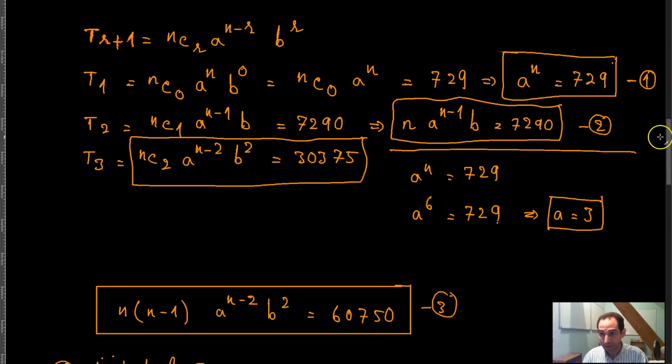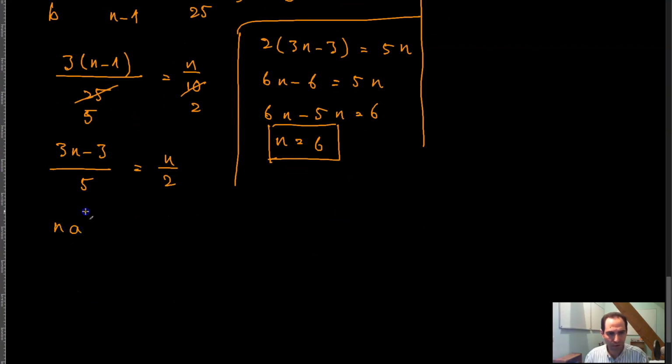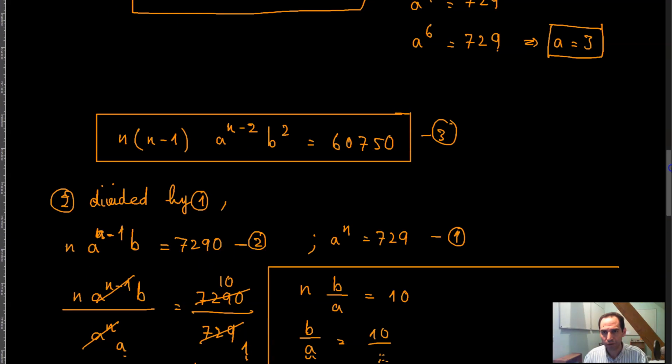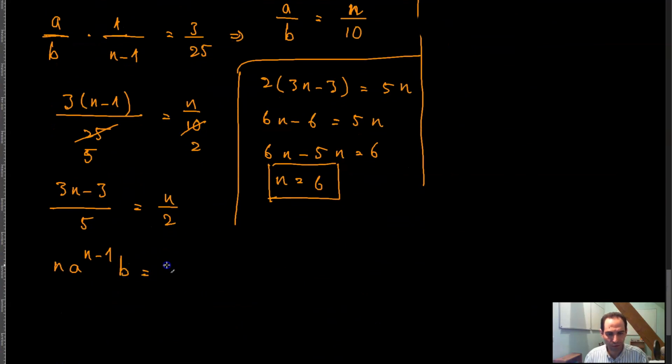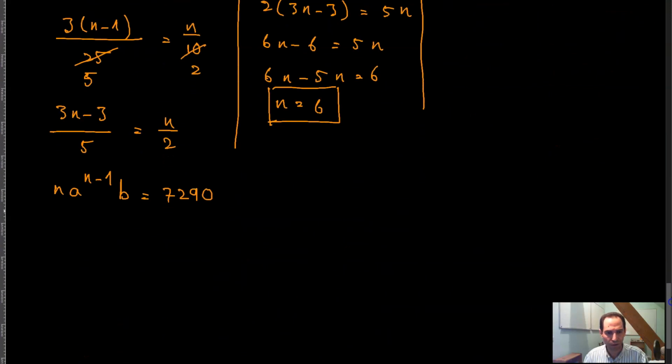Okay, n times a raised to the power n minus 1 times b is equal to 7290. Here a is equal to 3, and n is equal to 6. So 6 times 3 raised to the power 6 minus 1, which is 5, times b is equal to 7290.